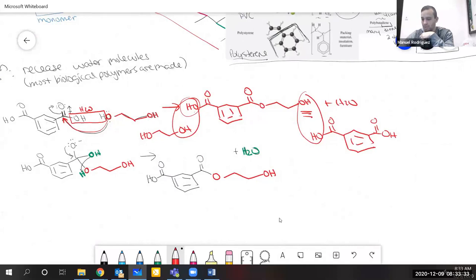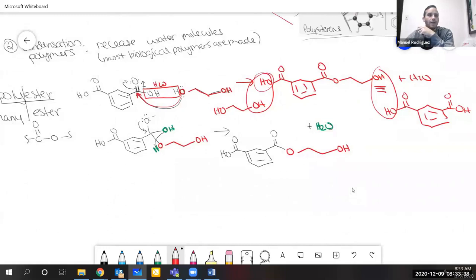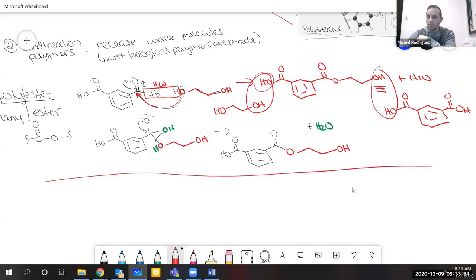These condensation polymers are not as sturdy, like they don't last as long, because they can be broken down, which is good. So since you're forming water, if you mix these compounds with water and a fairly strong acid, you can actually break them down.